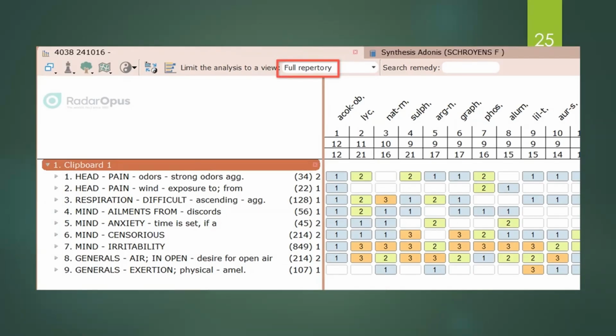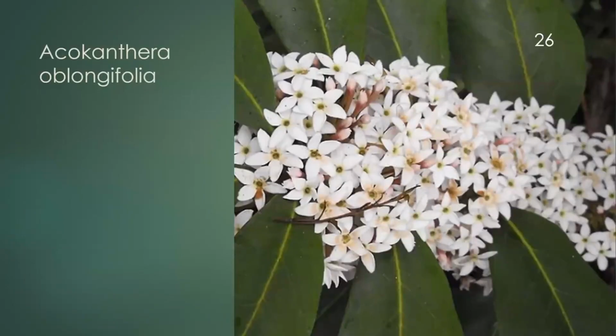So this remedy was discovered because of the full view of Synthesis Adonis. That is insane. I had no idea that you can do that. And that remedy didn't repertorize in that top 10 at all. And then you did full repertory and then it comes right up to the top. That is incredible.